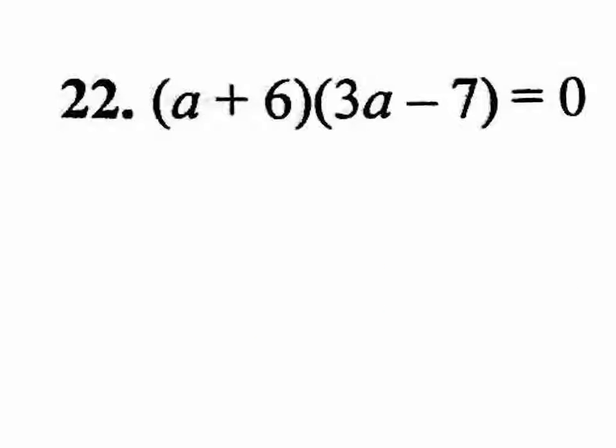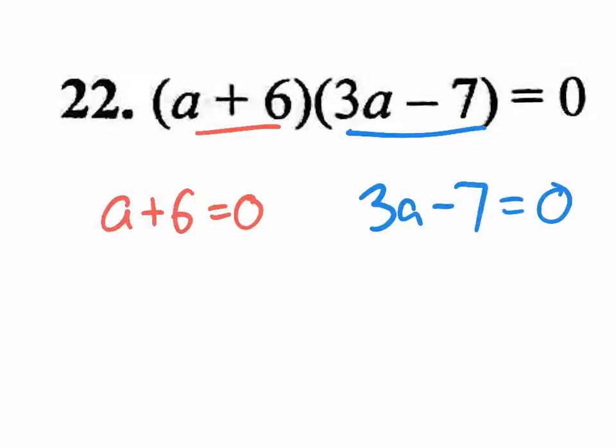Number 22 is also easy because it's in factored form. All you do is split them and solve. So the first term, a plus 6, you set that equal to 0. And then in the second term, 3a minus 7, you set that equal to 0 and you solve both. This is what we call splitting them. All right? And when we solve it, minus 6, a equals negative 6.